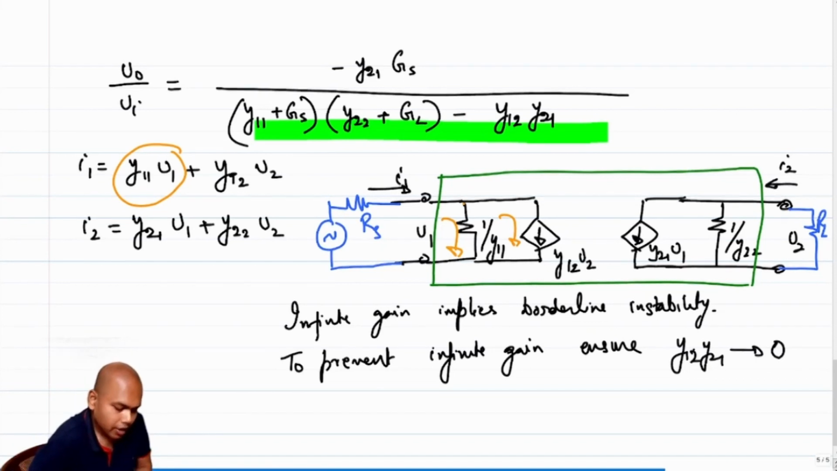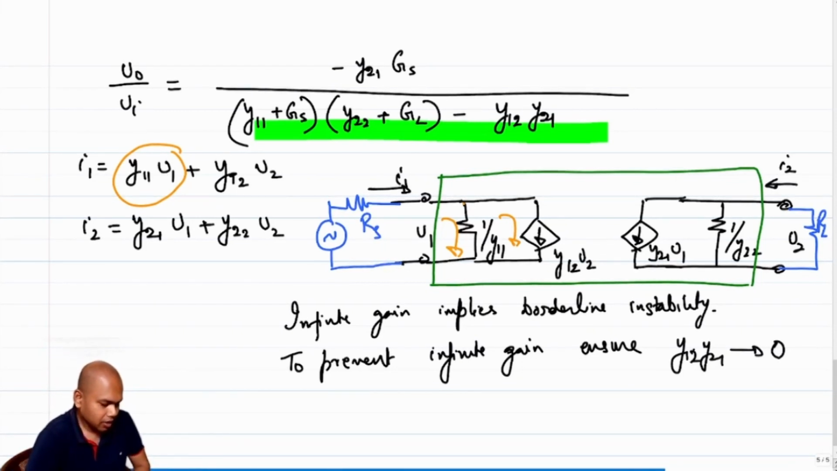So, okay, one might say that why should we tend y12 times y21 to be 0? Why not the other terms, right? So, as you might have already guessed, the other terms have these GS and GL associated with them, which might not totally be in your control, right?